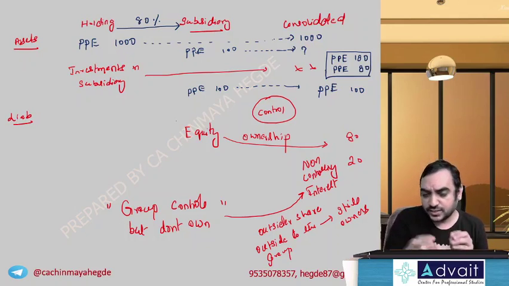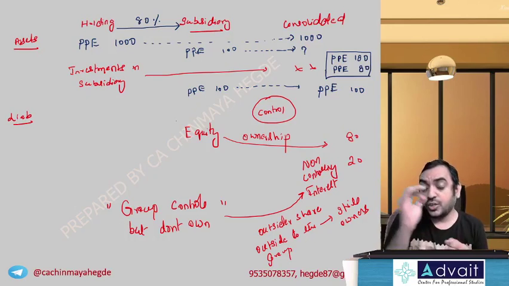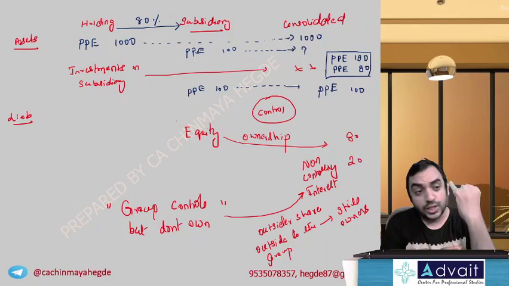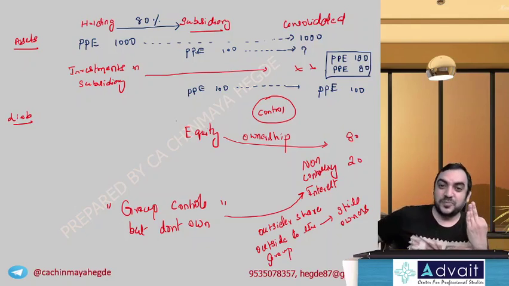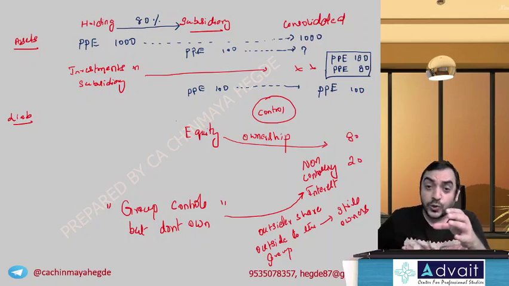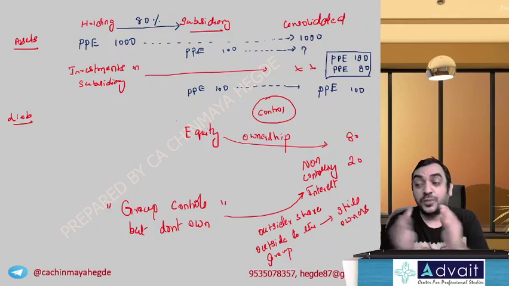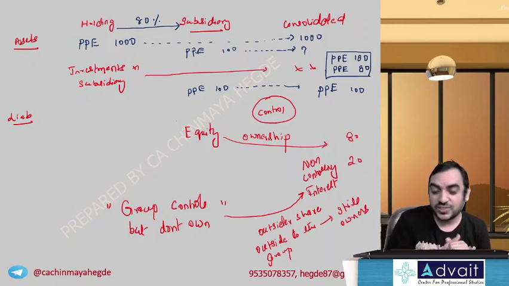Please write down these small points. Group controls but doesn't own, called non-controlling interest. Outsiders share, and they still are the owners. That's why in the balance sheet, you know what we're going to do. Share capital one line, reserves and surplus, we say other equity, and third line, non-controlling interest. So non-controlling interest will also come under shareholders' funds because they're outsider shareholders.